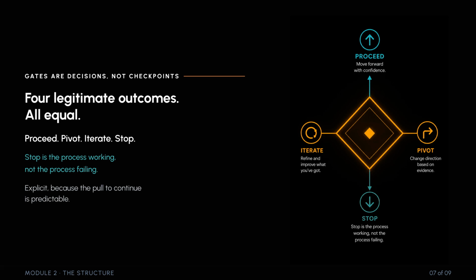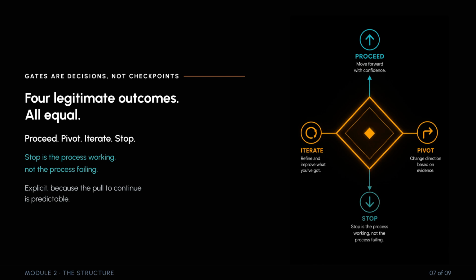Between the stages sit gates. A gate is a moment of explicit judgment, a real decision, not a checkpoint you wave through. And a genuine decision has more than one legitimate answer. There are 4: proceed, pivot, iterate, and stop. I want to be precise about stop, because it is the one that gets misread. Stop is the process working, not the process failing. A gate that can only ever say proceed is not a gate, it is a rubber stamp.